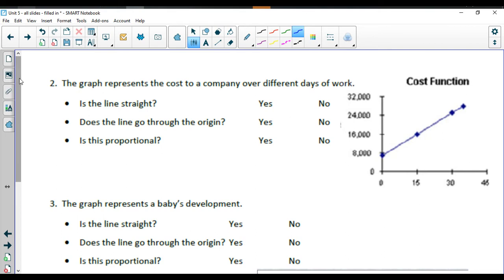For number 2, take a look at the function, the picture that we have here on the graph. It's a cost function, it looks like. Looking at our line, other than the pixelation of the images, the line is in fact straight. However, the origin is down here, so the line actually starts further up, so it does not go through the origin, which would tell me that this is not a proportional relationship.